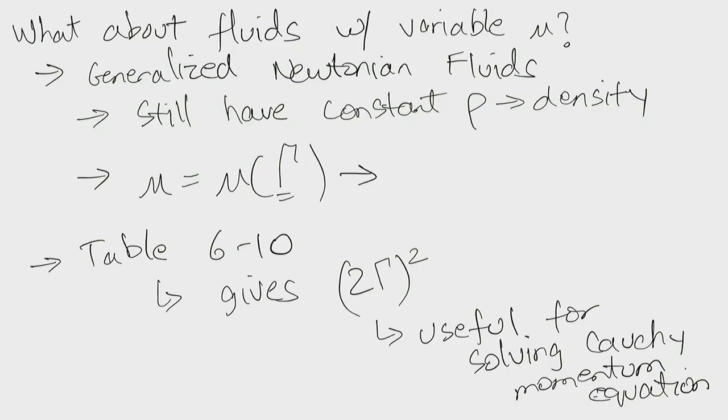Let me just also put it this way. There are various models that allow you to represent mu as a function of the rate of strain tensor. And table 6.10 gives you what the rate of strain tensor is. And so what you can do is plug in the rate of strain tensor in terms of the velocity field into the relationship that is given to you that describes mu as a function of the rate of strain tensor. Let's look at a few of those models and see how that is possible.